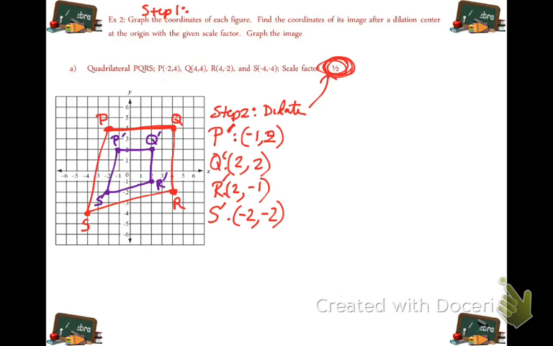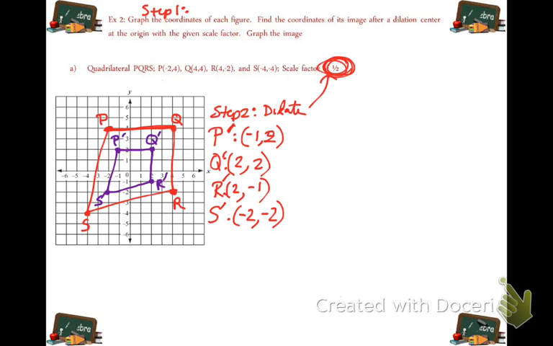So I graphed it. Now if you look, the original is the red one, and the prime one, the second one, the dilation, is half the size of the big one. That's what they mean by scale factor of half. So it's half the size of the bigger one. That's what they're saying.